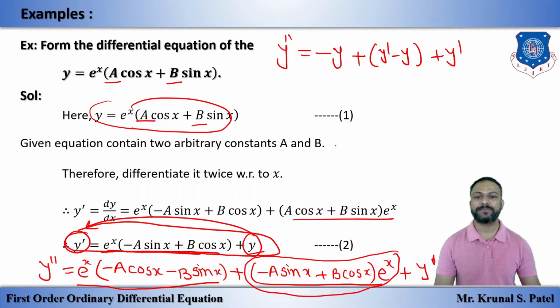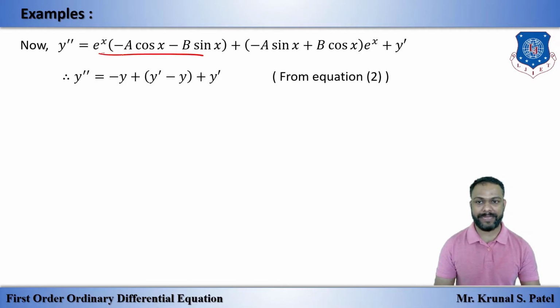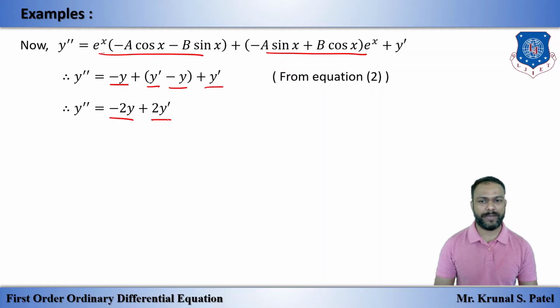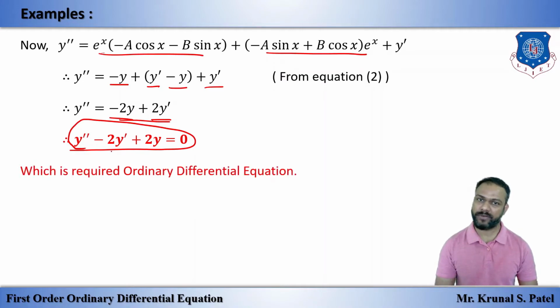So let's have a step. This is the derivative, and we will put the value of this by taking minus outside and using equation number 2. Now by simplifying, minus y becomes minus 2y, and y dash becomes 2y dash. By taking these two terms to the left hand side, we have the second order ODE, which is our required ordinary differential equation.